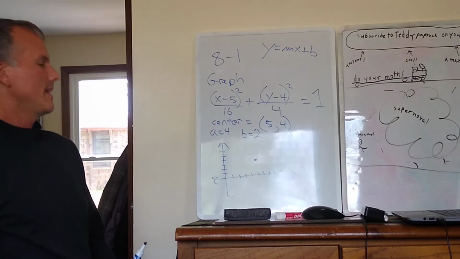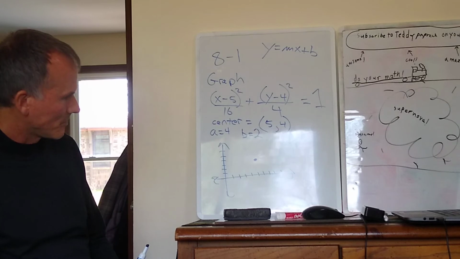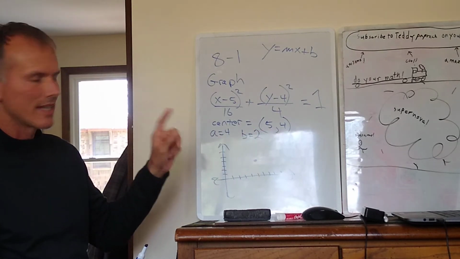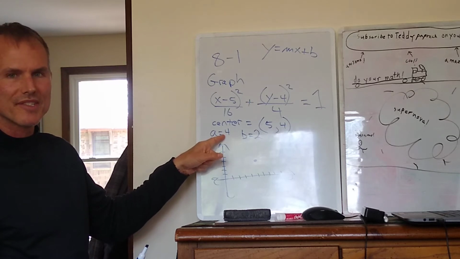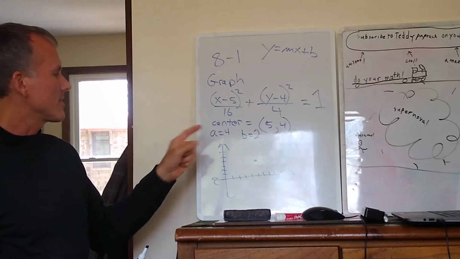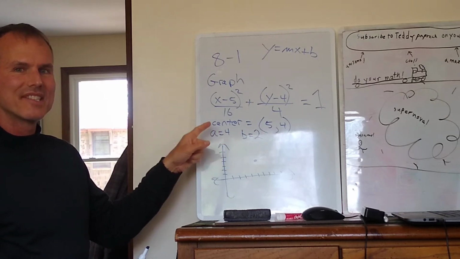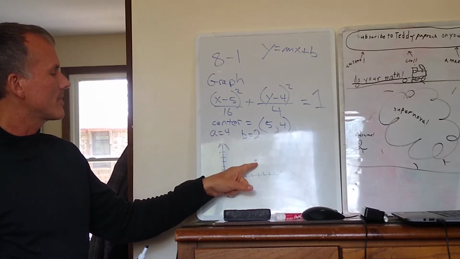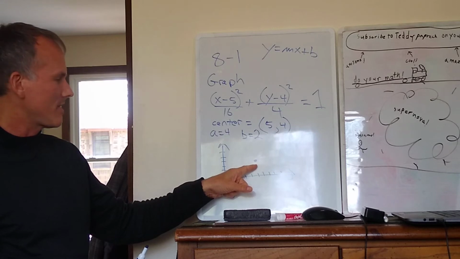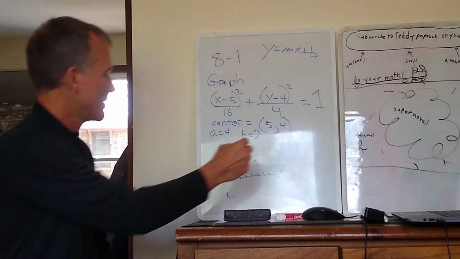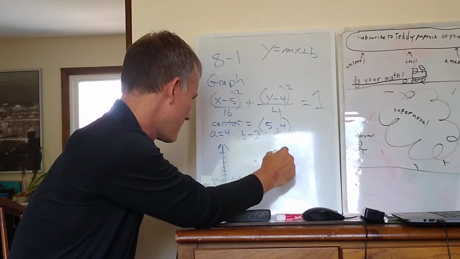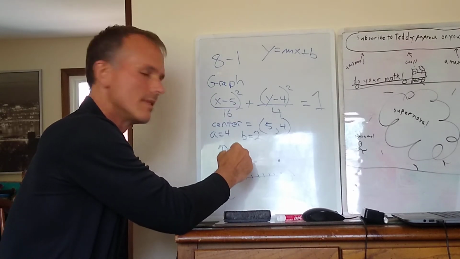And then from my center, I have to go 4 units left and right, because 4 is the length of my semi-major axis. So from my center, to get to the vertices, I have to go 4 units this way, 1, 2, 3, 4, and 1, 2, 3, 4 the other way.